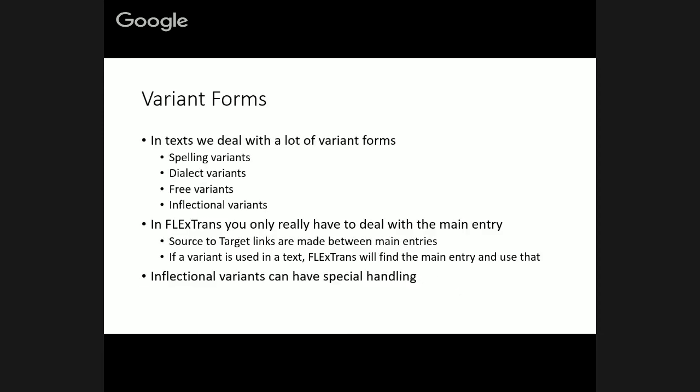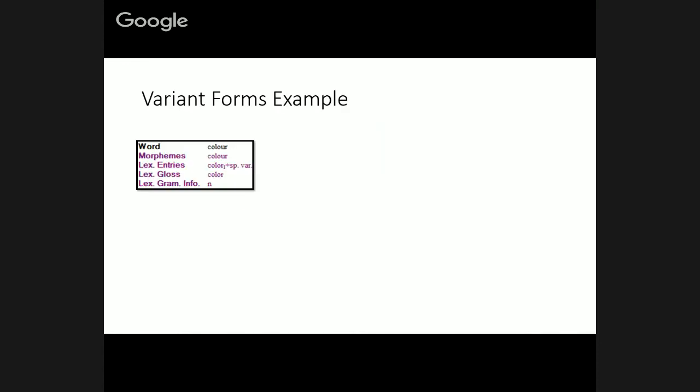So variant forms. Variant forms are things we deal with in every text. And they come in all shapes and sizes: spelling variants, dialect variants, free variants, flexional variants. So in FLEXTrans, it helps do this whole process by not having to worry about every single variant. Since all the variants have a main entry, we just deal with the main entries. It looks something like that.